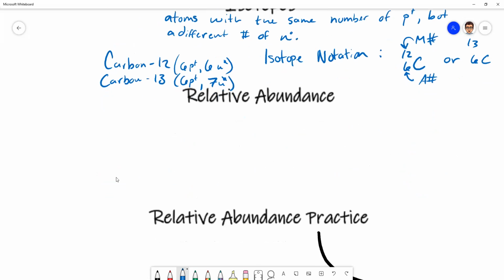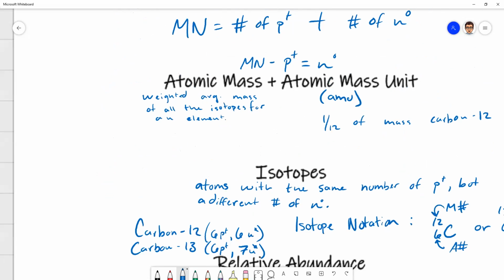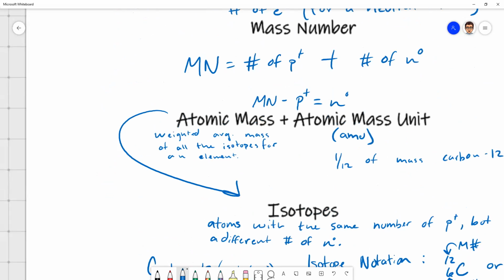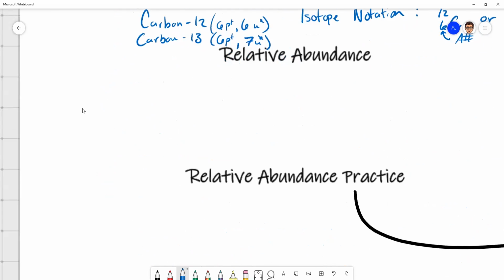Okay, so now let's move on to this thing called relative abundance. A couple of you were in classes where I talked about this, but relative abundance is really where we tie in atomic mass and isotopes. Let's use a really common example in chemistry: potassium, element K. We know that potassium has 3 major isotopes: potassium-39, potassium-40, and potassium-41. So there are 3 major isotopes in which potassium exists in nature.